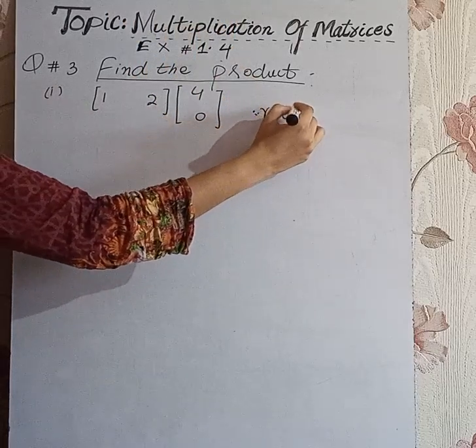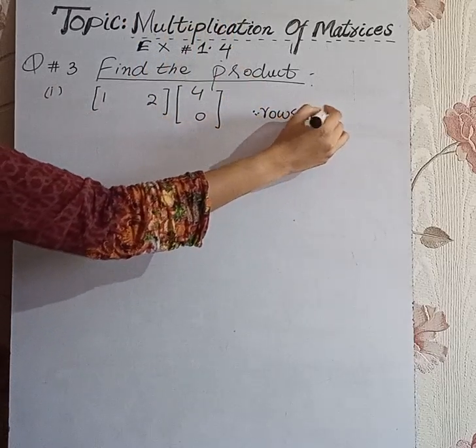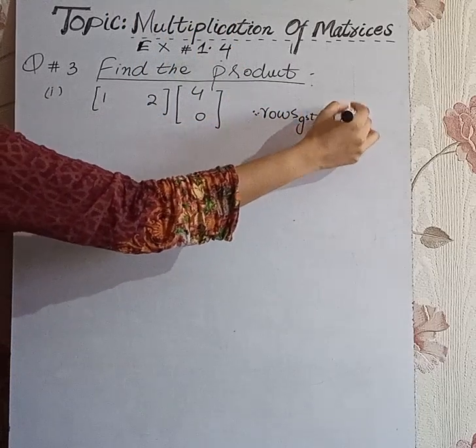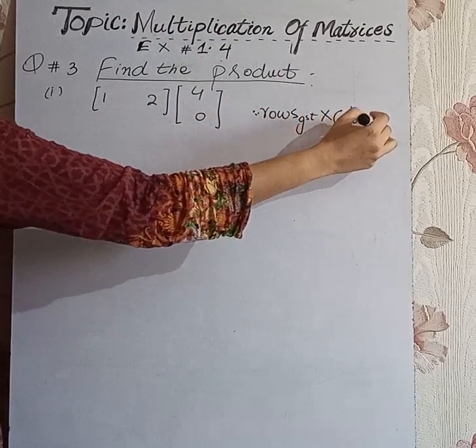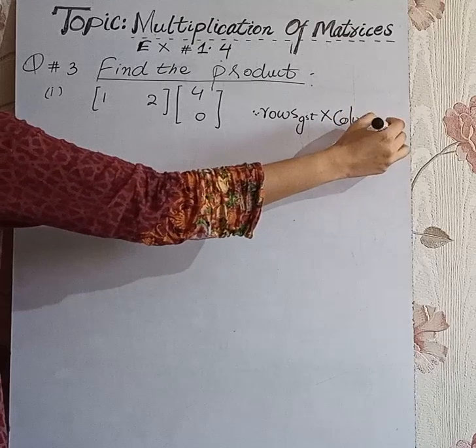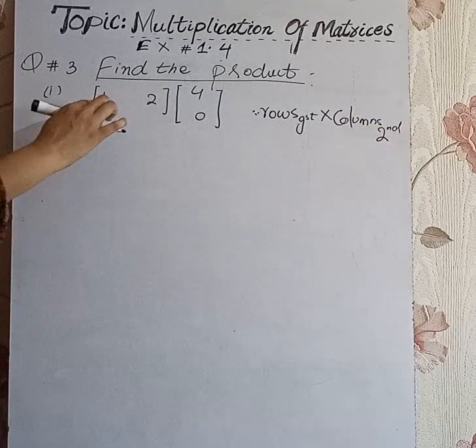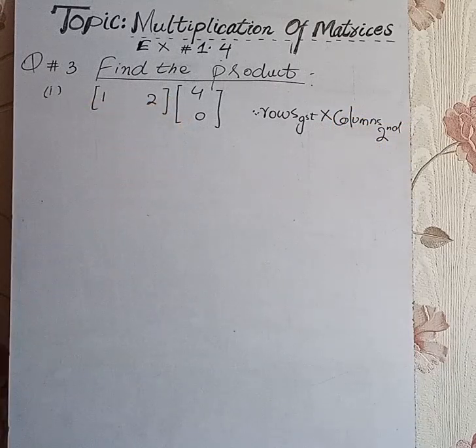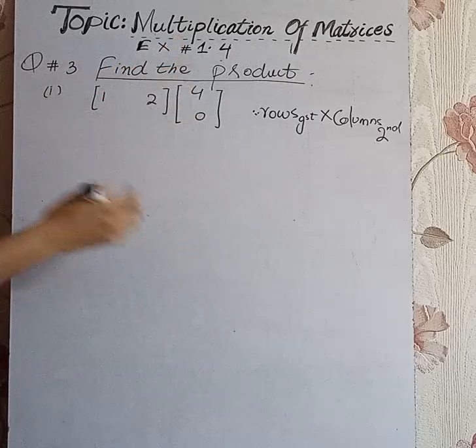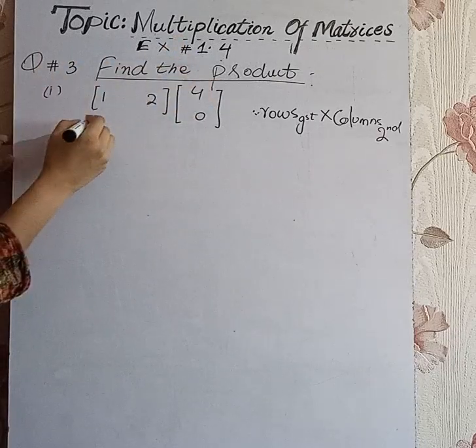Rows of the first matrix are multiplied to the columns of the second matrix. So we are going to multiply the row of the first matrix, 1, 2, by the column of the second, 4, 0. Of both matrices, the first has one row and the second has one column.